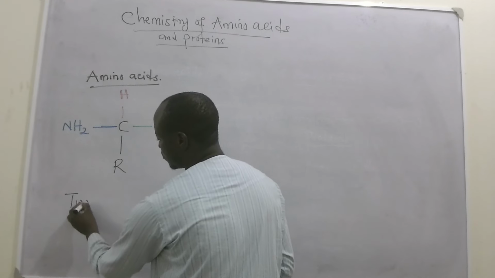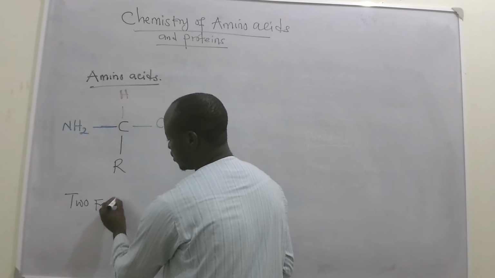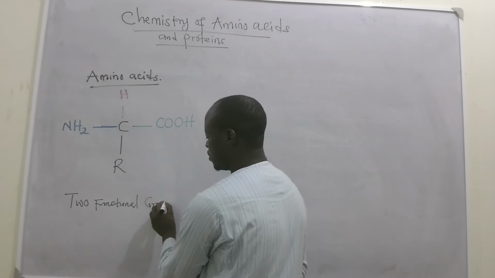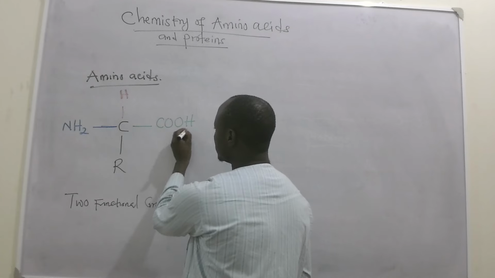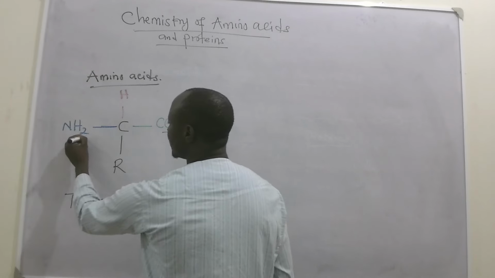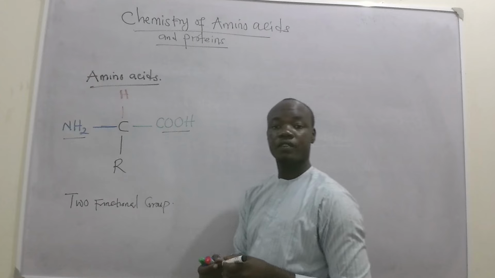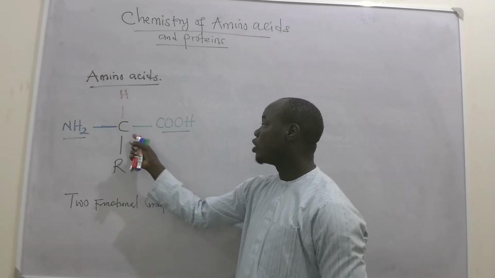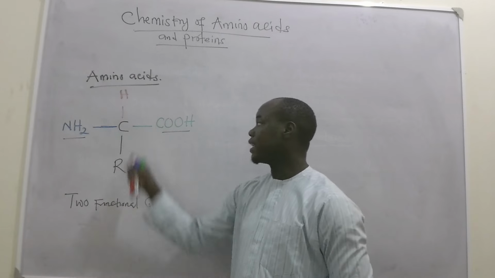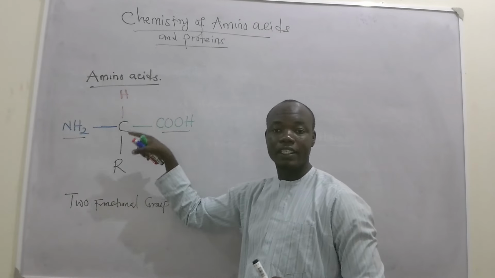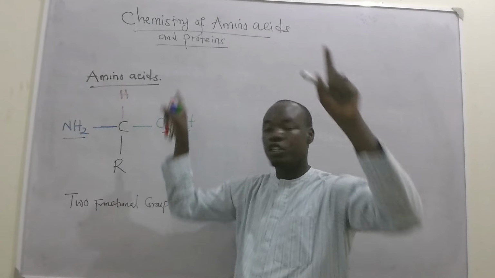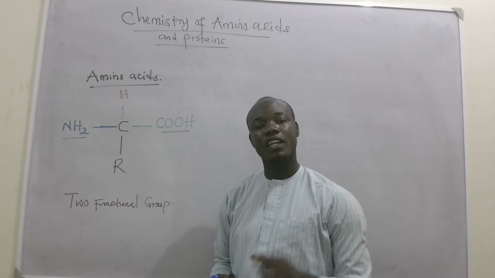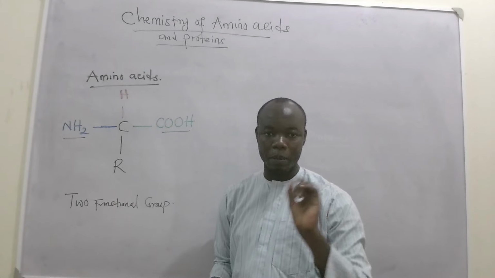We have two functional groups, and these two functional groups are the carboxylic group and the amino group. And in addition, what do you call this carbon? The central carbon that is attached to these four different units.